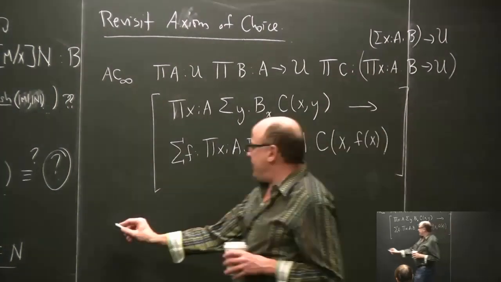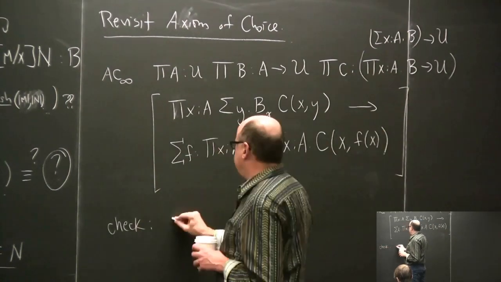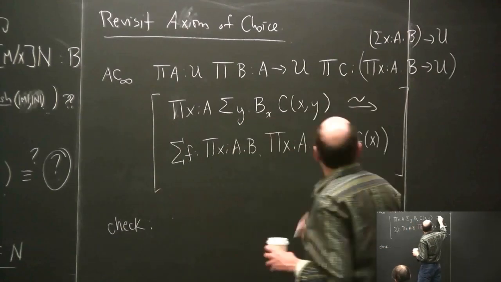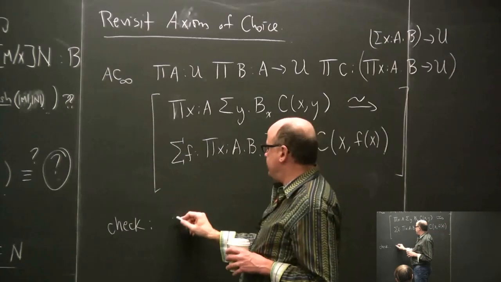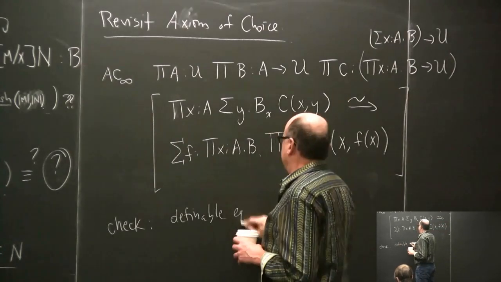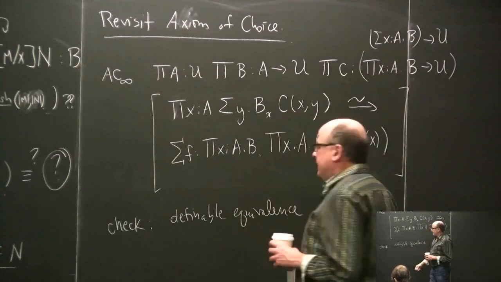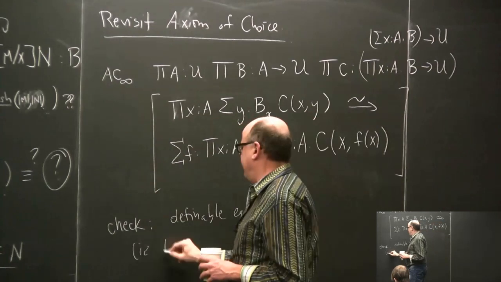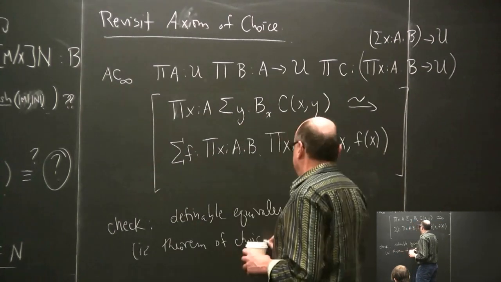And you can check, in fact, that this is an equivalence. It's a definable equivalence. You can write this thing down. In other words, what I want to say is this: it's not an axiom, it's a theorem. That is, it's the theorem of choice. In other words, what we have is the theorem of choice.